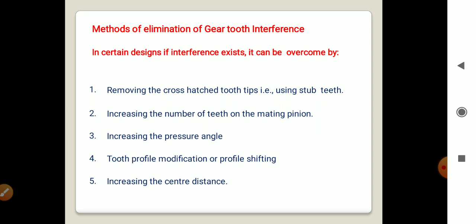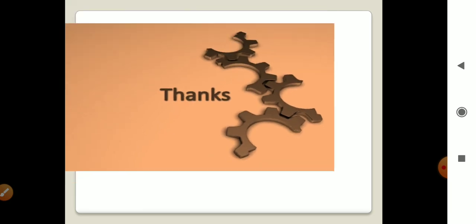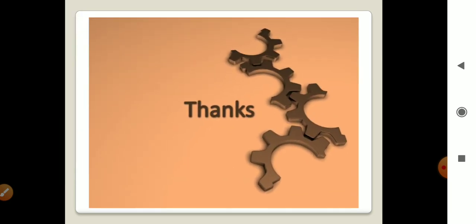Fourth is tooth profile modification or profile shifting. We already saw that cycloidal and involute profiles exist, so see in which profile the gear tooth fits to avoid interference. And the fifth one is increasing the center distance to avoid interference of the teeth.